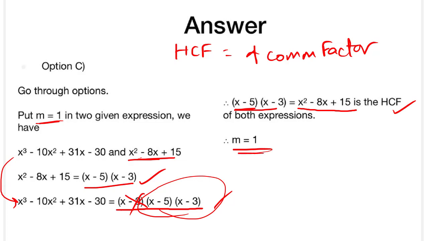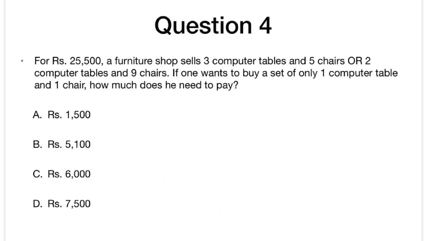So therefore m is equal to 1. So let's go ahead to the next question. For rupees 25,500, a furniture shop sells 3 computer tables and 5 chairs, or 2 computer tables and 9 chairs. If one wants to buy a set of 1 computer table and 1 chair, how much does he need to pay? Right, so we can do this problem in two ways.